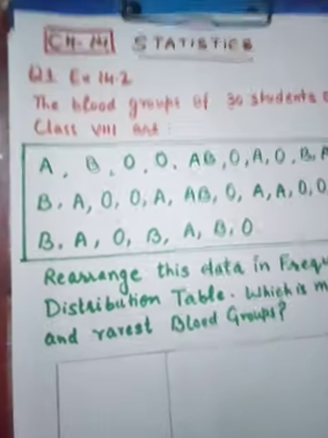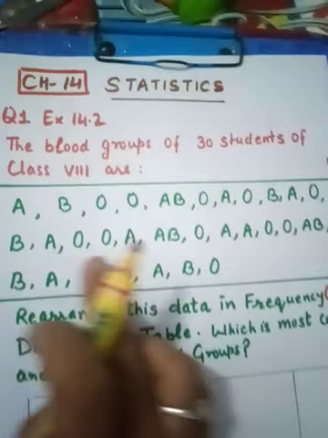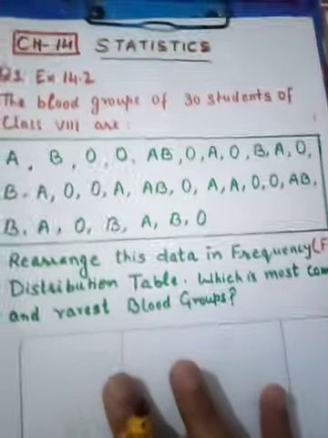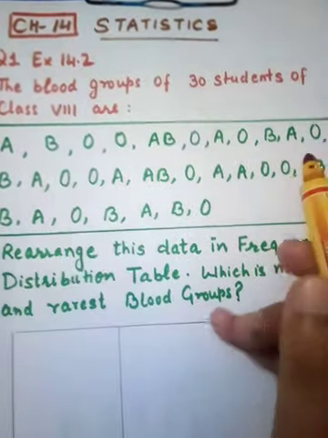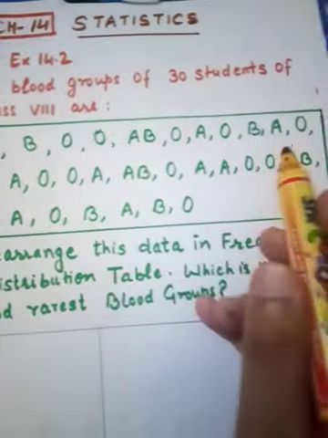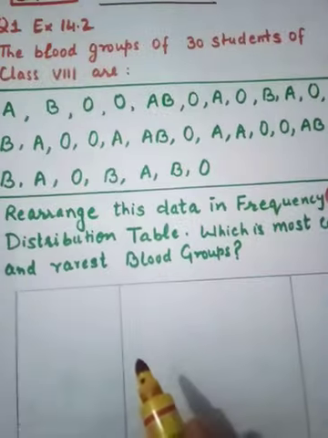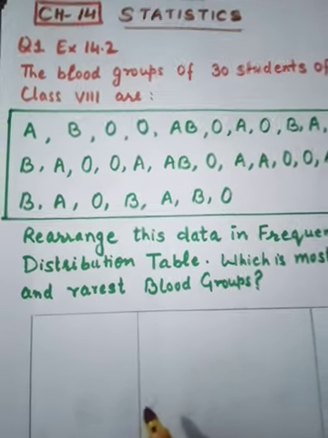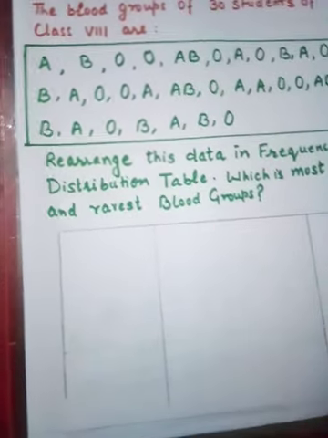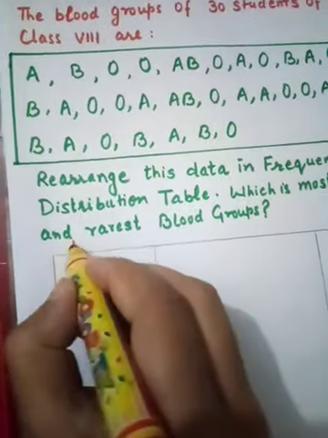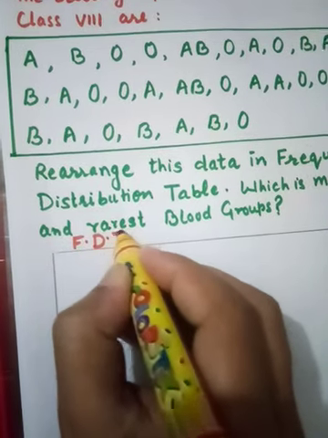Just by looking at it you can tell how many times A has come, B has come, O has come, and AB has come. Okay, but let's do it in a proper way. So here is our frequency distribution table. I'll write there: frequency distribution table.